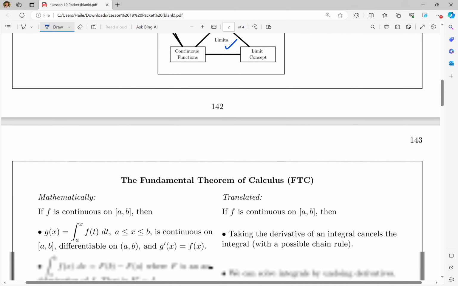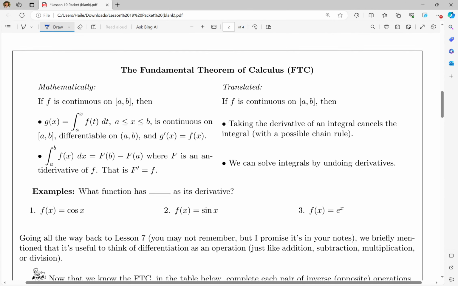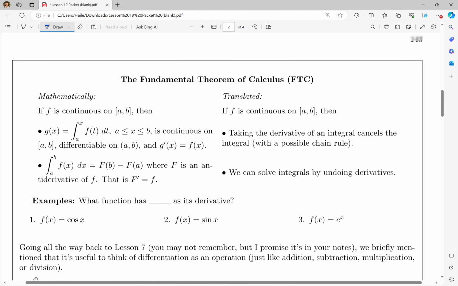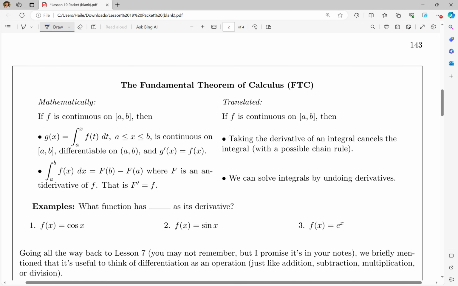So let's actually jump in and talk about what the fundamental theorem of calculus is. Mathematically, we say if we have a continuous function, then we have two different parts, which we typically call FTC1 and FTC2. But I've put them together for you because I think it gives you more of a cohesive view of what this theorem actually does.